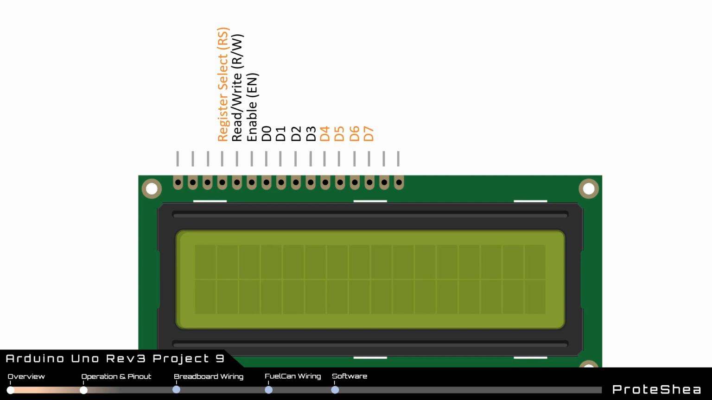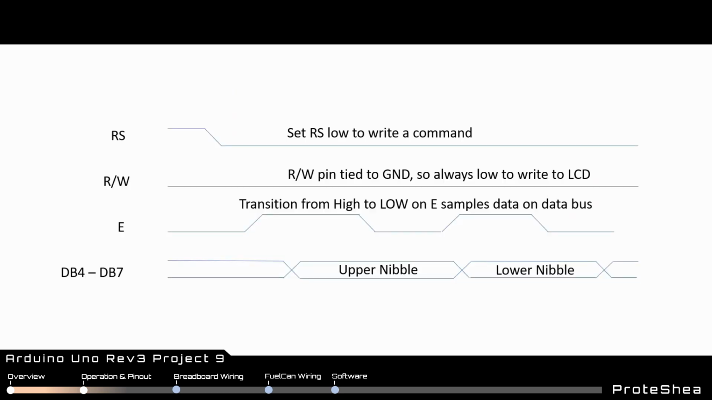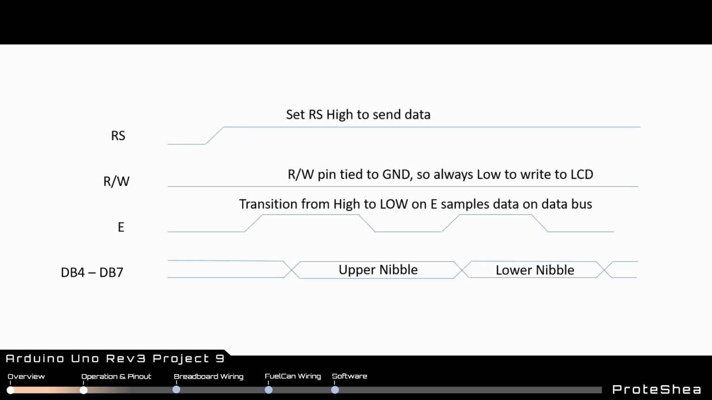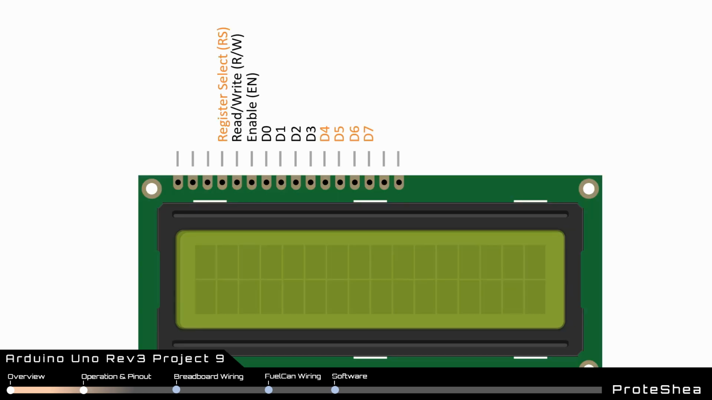The register select pin is used to tell the LCD that we want to send a command or send data to be displayed. If we look at the timing diagram, it is low to send a command and high to send data. The read-write pin is used to read from or write to the LCD.